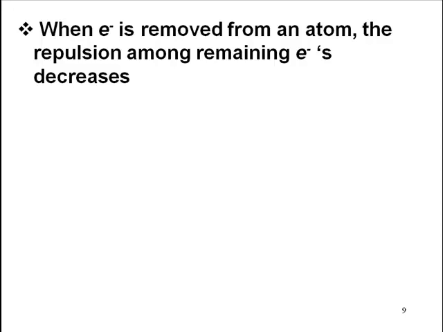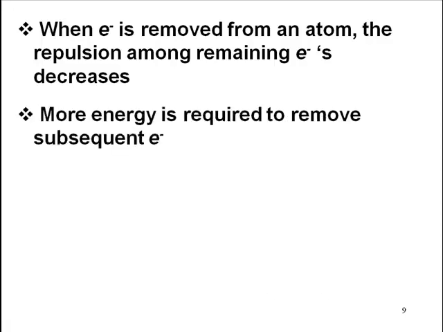That's interesting. So, when the electron is removed from an atom, the repulsion among the remaining electrons decreases. So you've got fewer electrons repelling one another. More energy is required to remove subsequent electrons. The first one to remove is usually the easiest, and then it's harder and harder in general to remove subsequent electrons. The first ionization energy is less than the second, the second is less than the third, and the third will be less than the fourth, and so on.